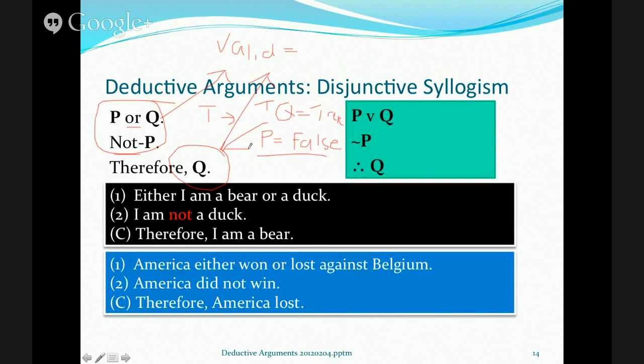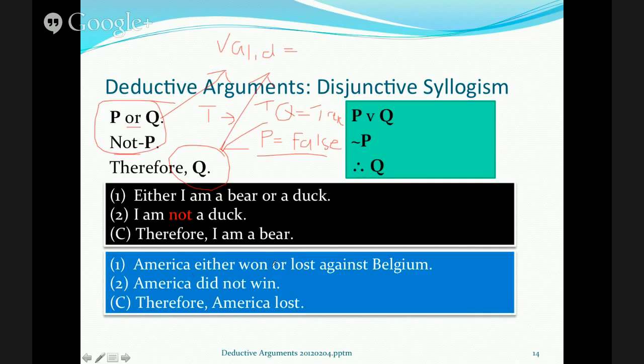Now, you might be thinking, Dr. K, you're not a bear. And that is true. But what we have shown is that if the two premises were true, then it would follow that I am a bear, meaning no amount of evidence, no counterexample would work if the two premises are true.